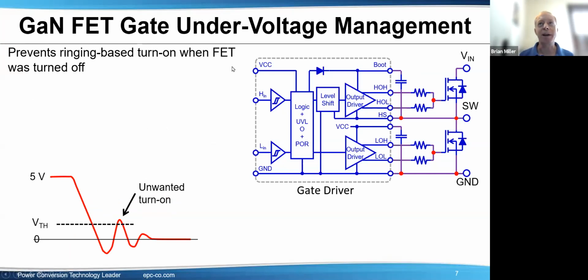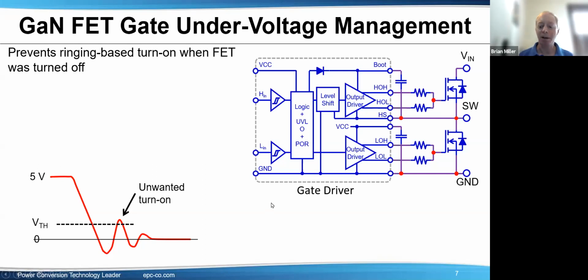Next one's undervoltage management. It's the same basic idea. When you turn off, you would rather not have it go down and up. Now you might think going down, that's no problem. That's true, it is no problem. But it could also ring back up, hit the threshold, on the bounce back up as it goes down again. And that's something you really want to avoid. So again, the ringing is bad because of the bounce coming back up, not because of the negative point here.